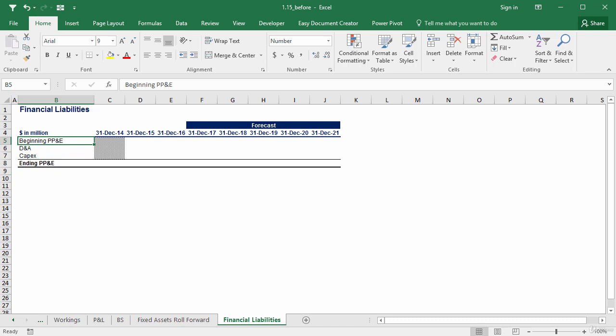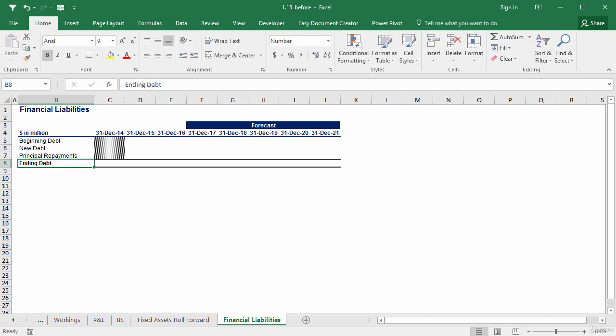Let's change the items in the table. The first one will be beginning debt. The second one will be new debt. The third one will read principal repayment. And the total row will show us ending debt.